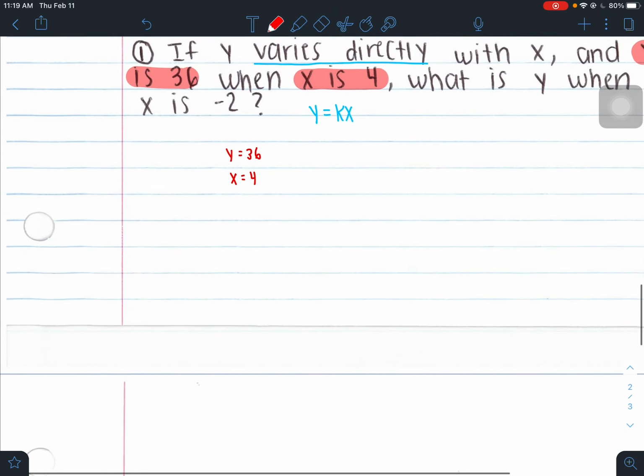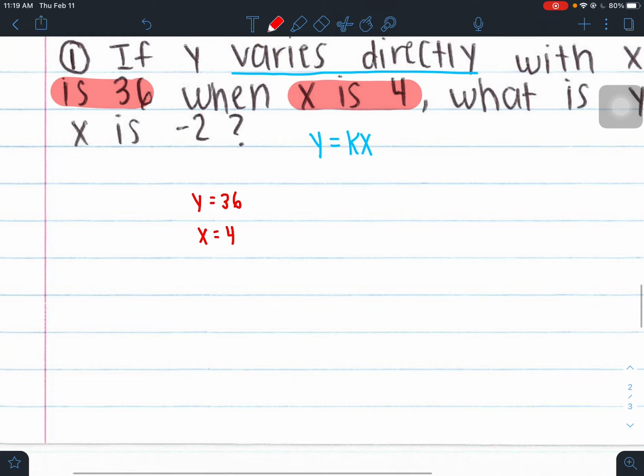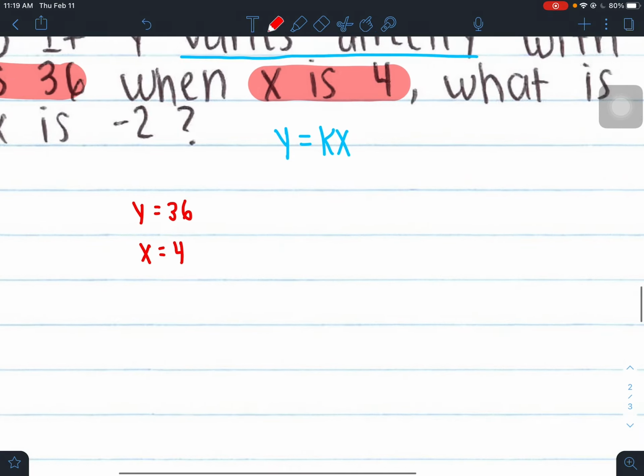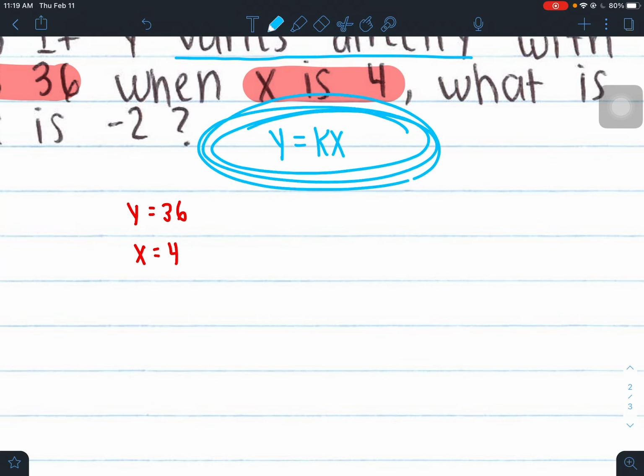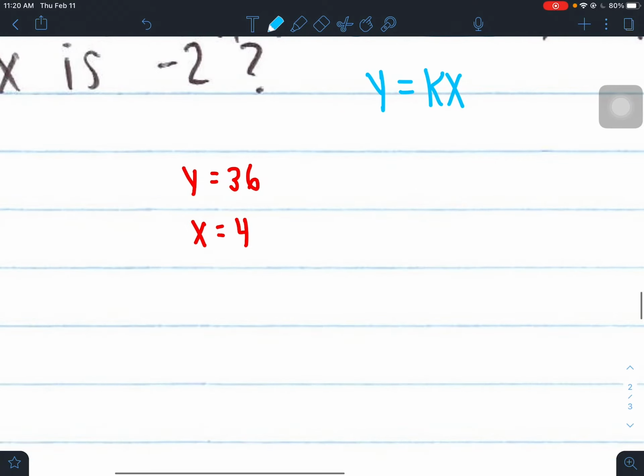Okay, so they're giving us some information there because we don't know what our K value is, right? Like we have no idea what K is. So we need to solve for K first. Well, this is the equation that they've given me. I need to solve for K. Well, how do I solve for K? What's the formula to solve for K?